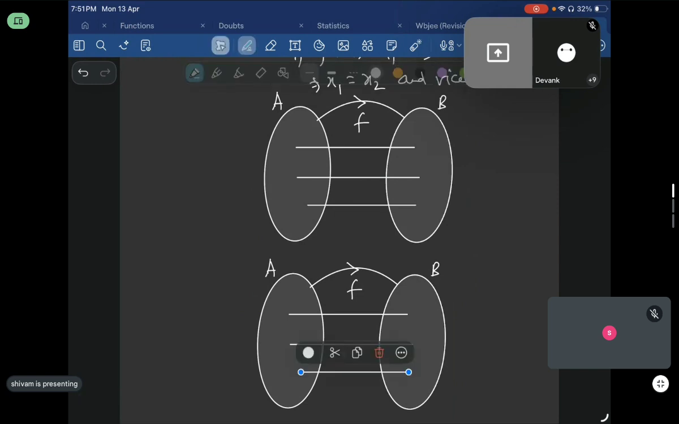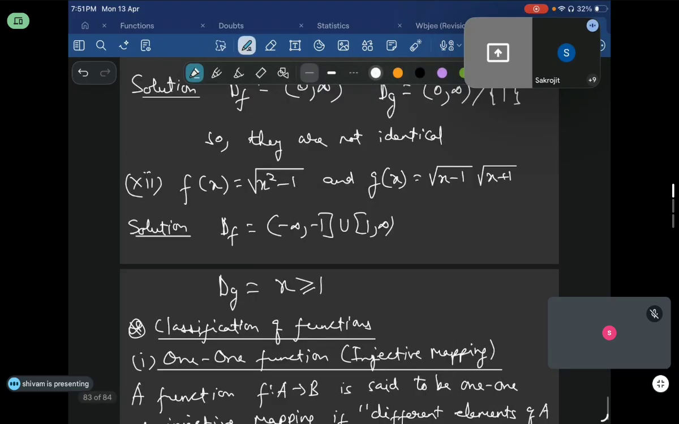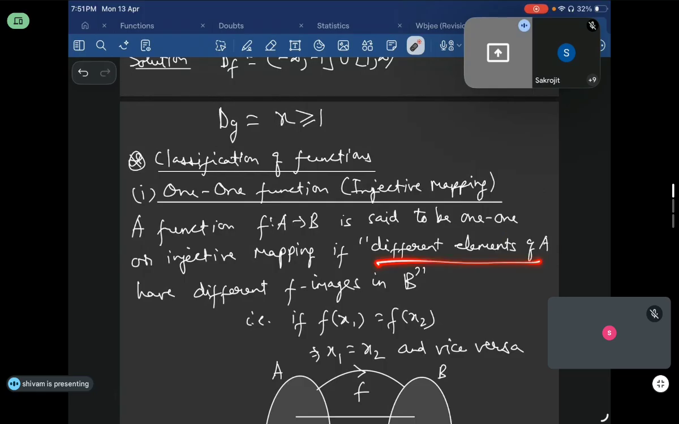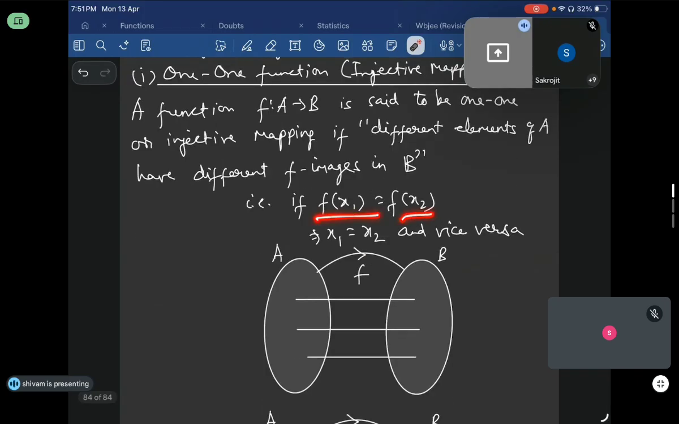You people have to tell me whether this is injective or not. Sir, in between I got disconnected. Can you once more explain this one-to-one function? Yes, one-to-one function means a function f maps A to B is such that different elements of A, means each and every element of A have different images in B. That is, if I say f of x1 is equal to f of x2, this implies x1 is equal to x2, and vice versa.